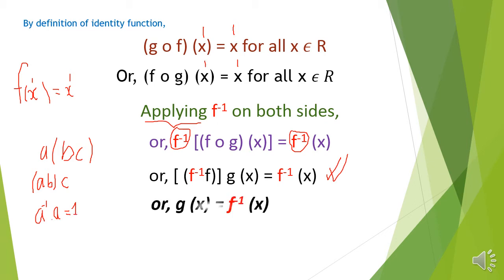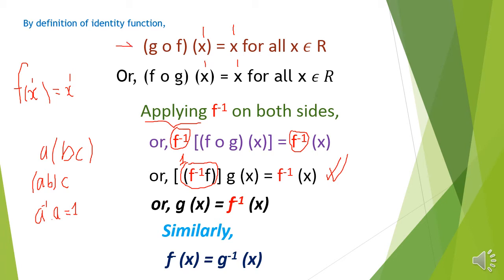In the next step, g(x) is equal to f inverse, because this part is identity, this part is 1. We can write 1 in this part. So g(x) is equal to f inverse. Similarly f(x) is equal to g inverse. We can find this if we apply g inverse on the first expression, we get this result. So what we get is f inverse is equal to g, isn't it?